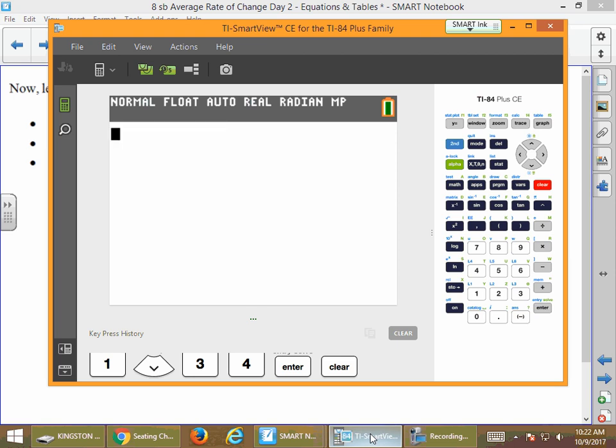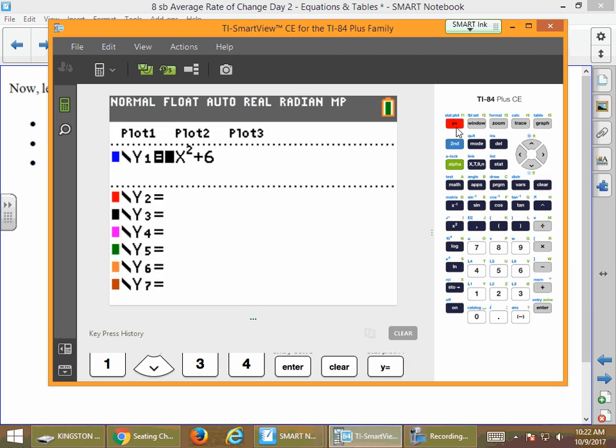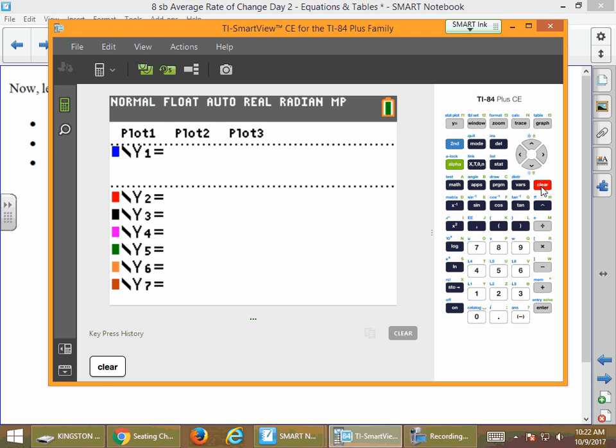And then we want to go to y equals to graph this. And again, mine should be empty there. And what we're going to type in is this function that's given to us, which is 2x squared minus 10.